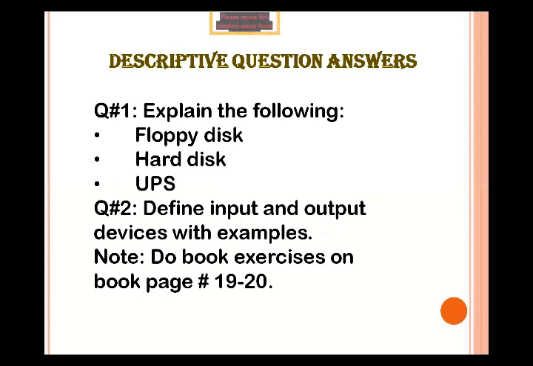Then you have to do the book exercises on page number 19 and 20. You will do question number 1, where you have to find a way. Question number 2, you have to do the true false. Question number 3, choose the correct option and leave the question answers.